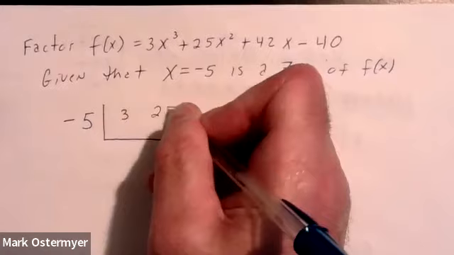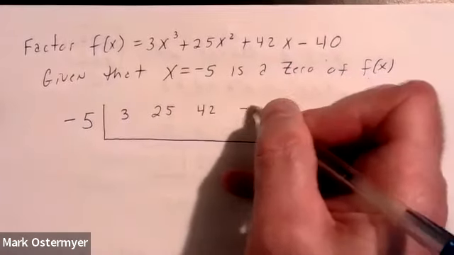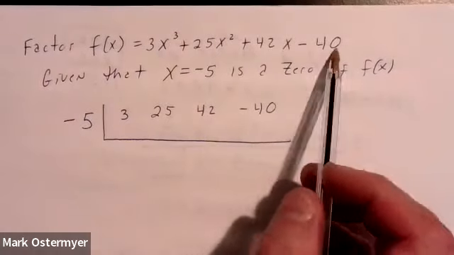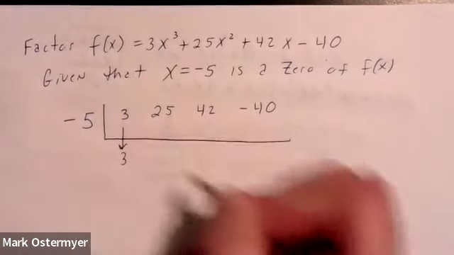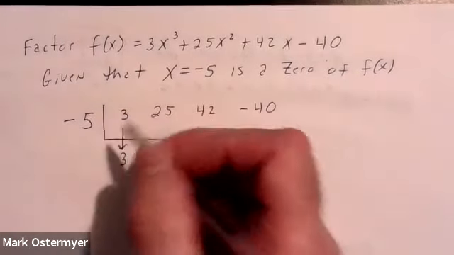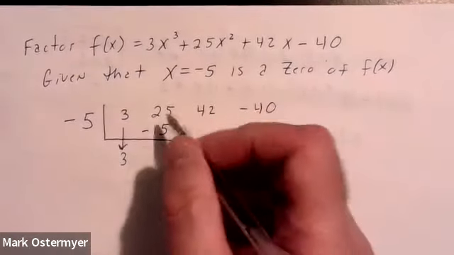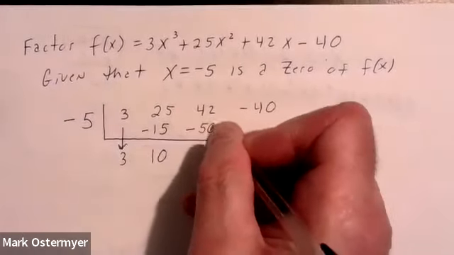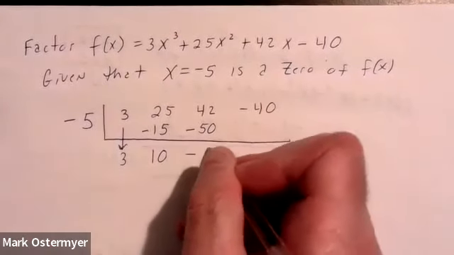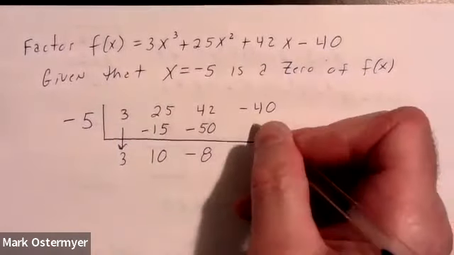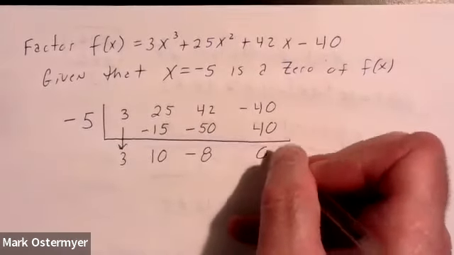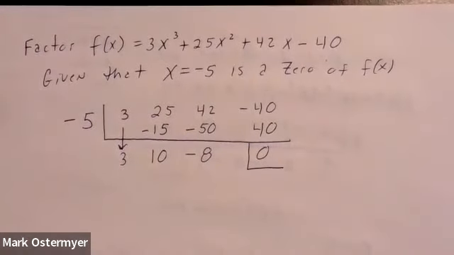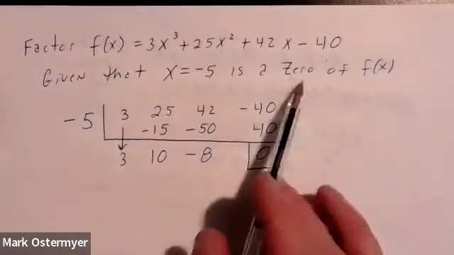3, 25, 42, -40. Notice no placeholders are needed. 3rd degree, 2nd degree, 1st degree, 0 degree. Let's do our synthetic division now. -5 times 3 is -15. Add these together, you get 10. -5 times 10 is -50. Add these together, you get -8. -5 times -8 is +40. And we get exactly what we anticipated, namely a 0 for the remainder. It has to be 0 because I indicated that this is a 0 of the polynomial.